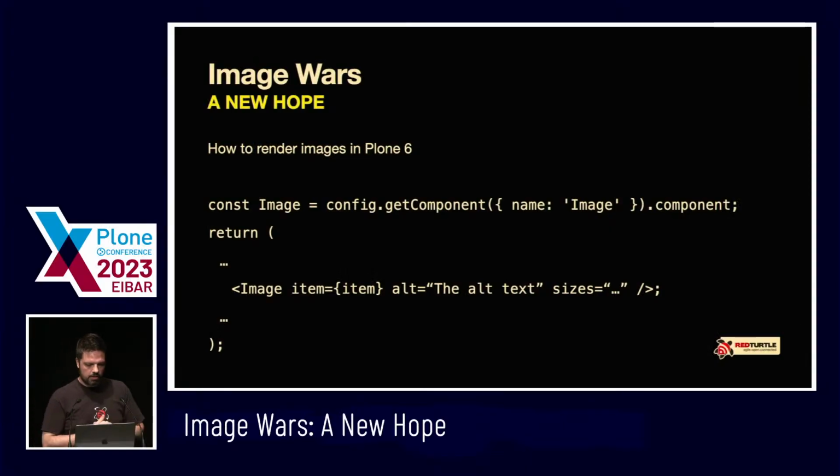So, how do we render images in Plone 6? That's the basic usage of the image component. The first line is there because the image component is in the Volto component registry, so that's a smart way to import it instead of a static JavaScript import. I will go into more details about why we made this choice in a couple of slides.